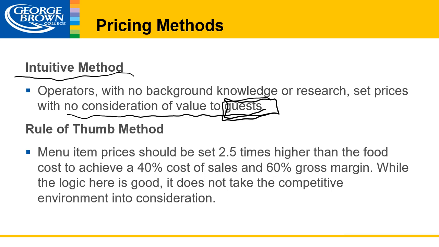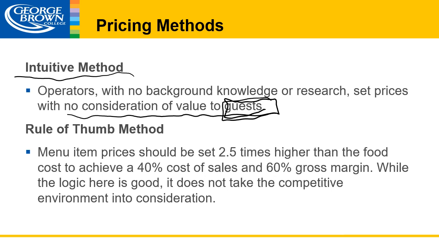Okay. Next is our rule of thumb method. This is the idea that menu prices should be set at a level that is 2.5 times higher than the food cost to achieve a 40% cost of sales. So that means that your food cost is 40%, which leaves 60% as your gross margin, right? So you take the price, you minus the food cost, and the result is that your gross margin is 60% of your sales.